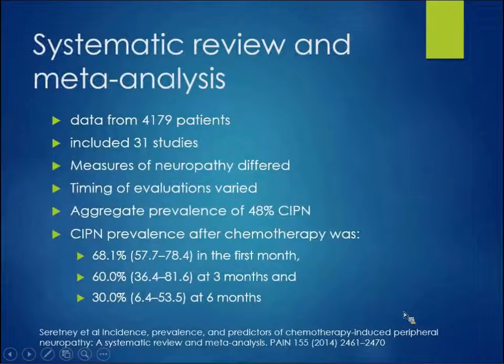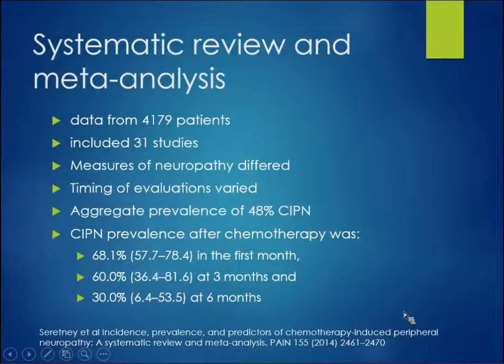Surtees and his group in Edinburgh looked at 31 studies and did a systematic review and meta-analysis, including data on more than 4,000 patients. As I've already suggested, the measurements on neuropathy differed greatly. The timing of evaluations varied. And taking all comers and doing an aggregate prevalence, it was about 48% of patients treated and reported in these studies. The CIPN is for chemotherapy-induced peripheral neuropathy. I put chemo in quotes because they're not all necessarily considered chemotherapeutic agents, not in the classic way that we think of them.